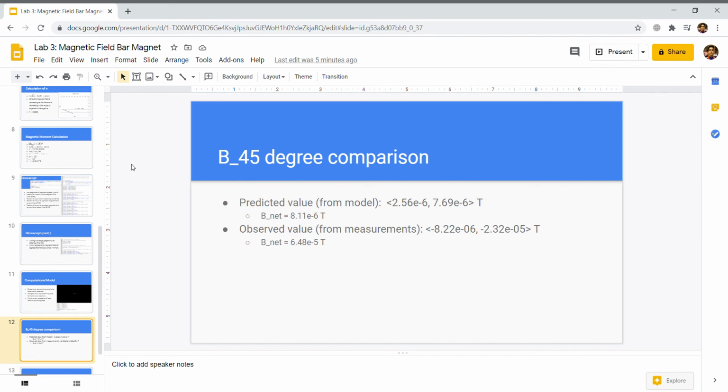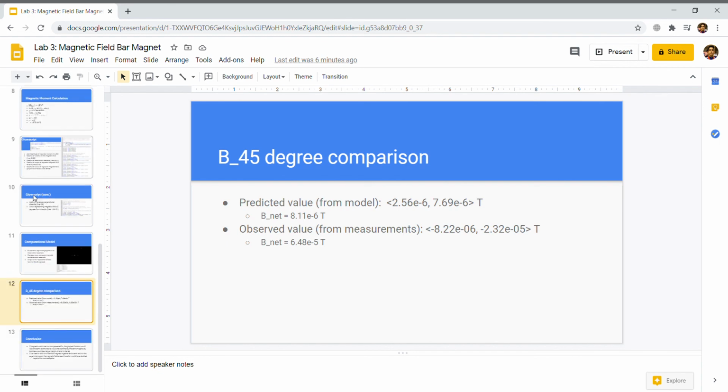Finally, we compare this to our observed value from our measurements in the Excel sheet. That was negative 8.22 times 10 to the negative 6, and then negative 2.32 times 10 to the negative 5 T. And then the B net is also listed from the Excel sheet, and that was found to be 6.48 times 10 to the negative 5. Now, the discrepancy here is definitely because of minor human error and the calibration issues from setting up the meter stick and everything. It wouldn't be completely accurate.